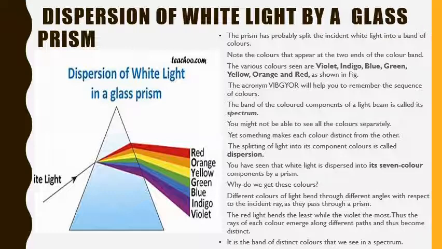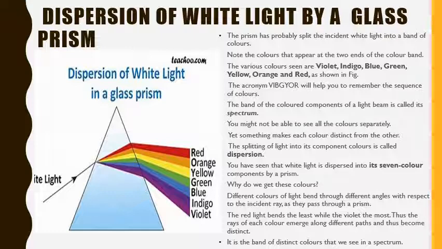The various colors seen are violet, indigo, blue, green, yellow, orange and red. See, violet, indigo, blue, green, yellow, orange and red. Okay. Just see these colors. The acronym VIBGYOR will help you to remember the sequence of colors. V stands for violet, then indigo, blue, green, yellow, orange, red.